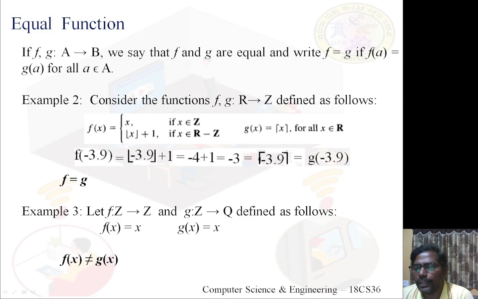Now let us have a look at one more example. Here f is a function defined from Z to Z, and g is a function defined from Z to Q. I mean, f is a function from integers to integers, g is a function from integers to rational numbers. f of x is defined as f of x equals x. g of x is defined as g of x equals x.